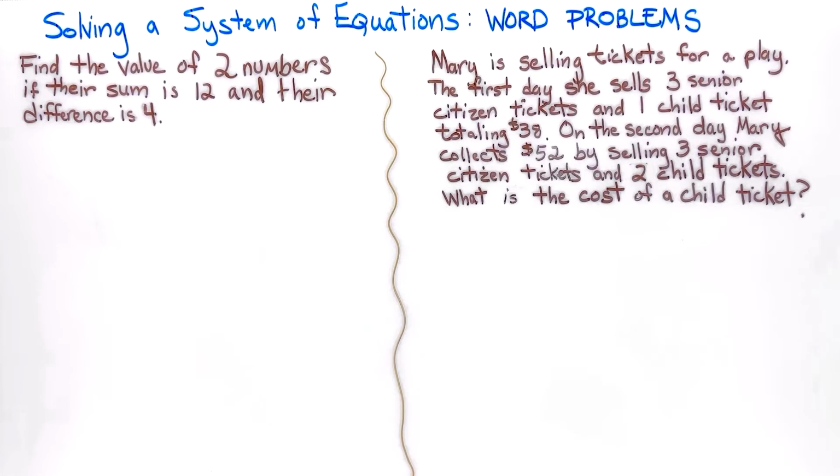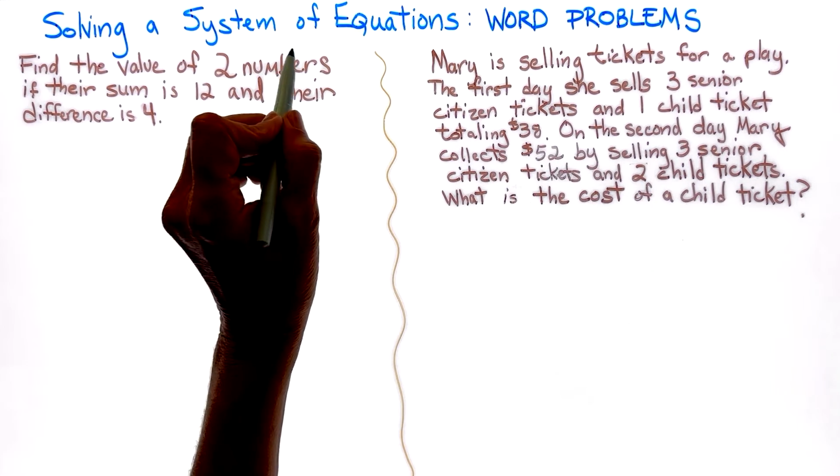For this lesson, we are going to be solving a system of equations, and this time they're word problems. So we will read the text twice, mark it, and then write 2 equations that would go with the problem and solve it. Looking at the first problem, we have: find the value of 2 numbers if their sum is 12 and their difference is 4. All right, so let's mark our text.